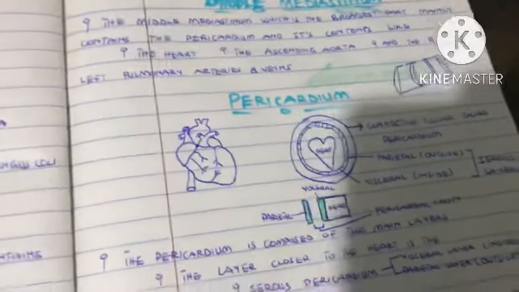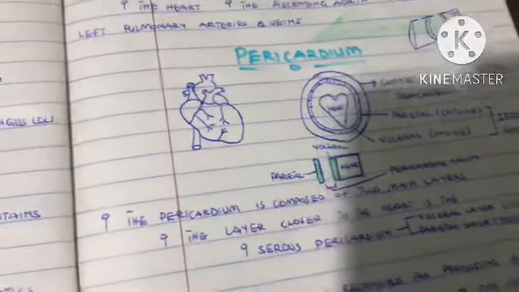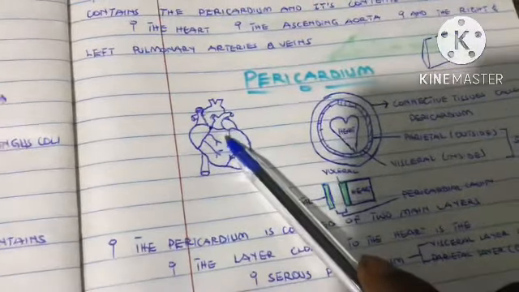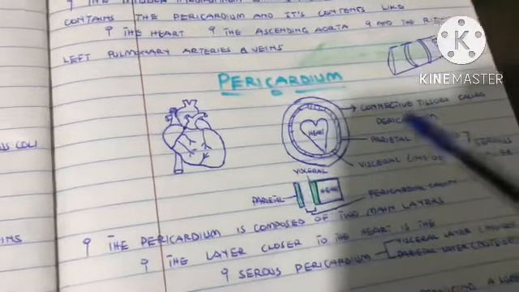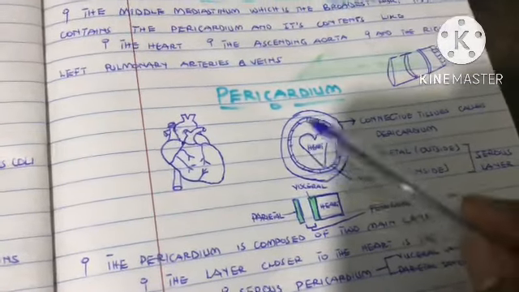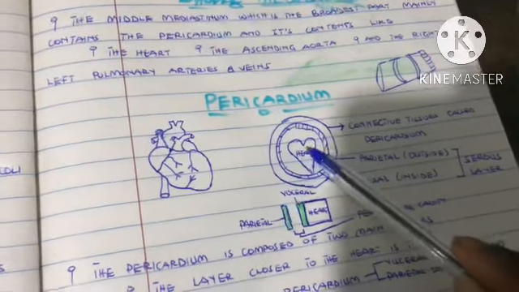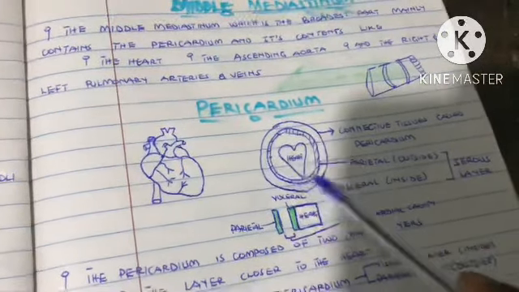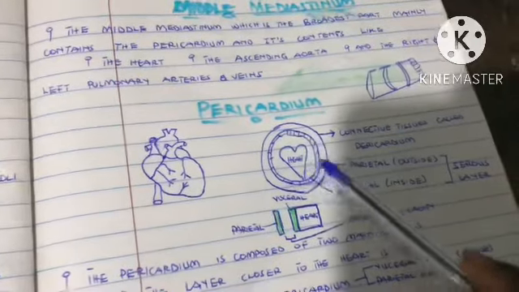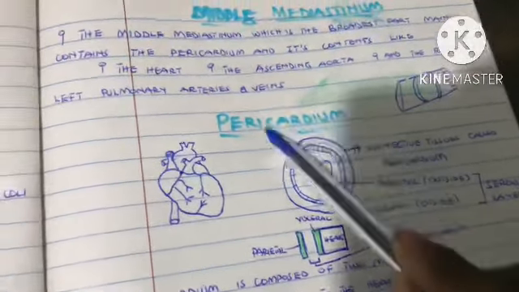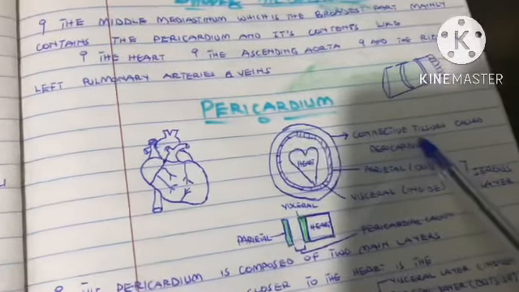Now let's look at the pericardium in detail. Normally, this is how we see the heart, but in reality, the heart is covered in a connective tissue. This is the heart, and it's covered in a connective tissue. The main connective tissue that we are going to talk about is the pericardium. So pericardium is a connective tissue.